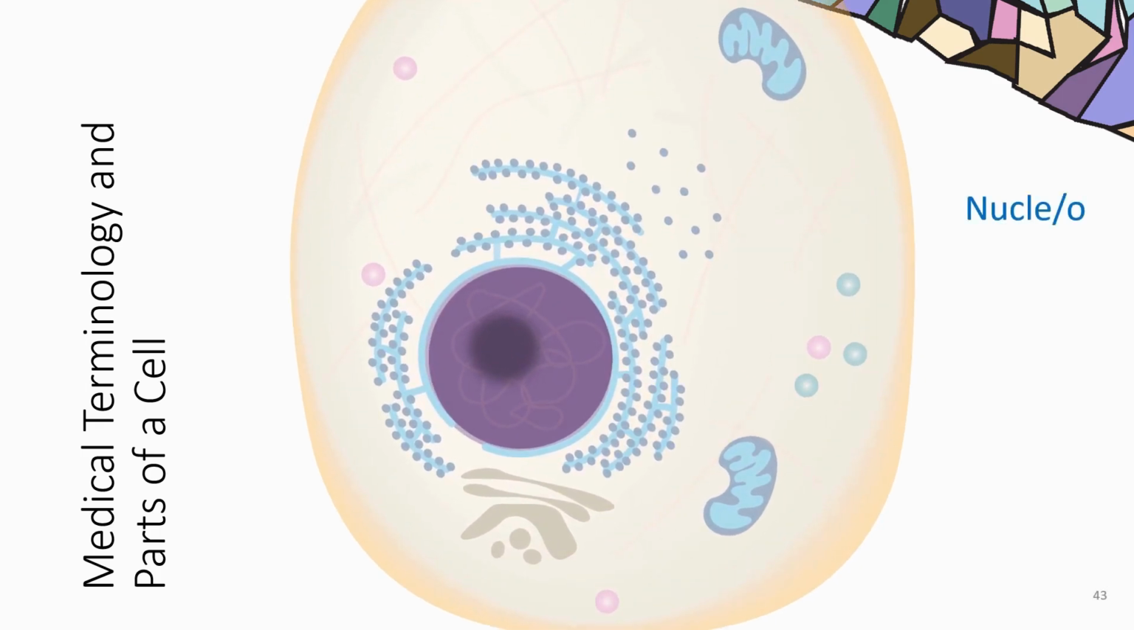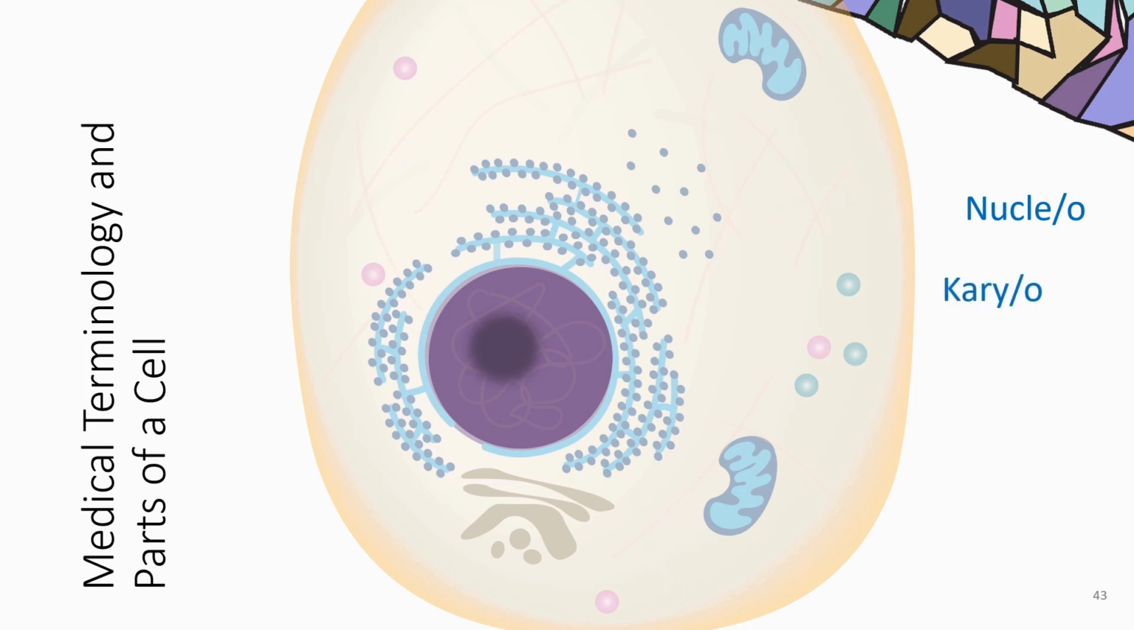All right, let's come in a little closer. Next, we have this giant purple circle in the center of the cell, and this is the nucleus. The root term for the nucleus is first the very obvious one, which is nucleo. It looks just like the word nucleus, and that is the center portion of the cell.